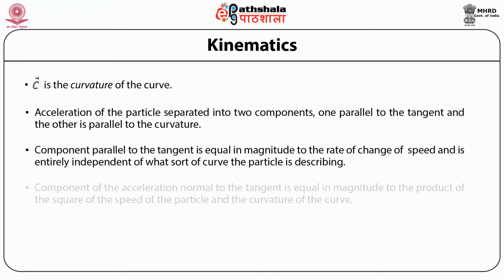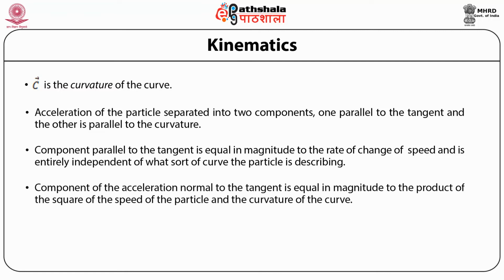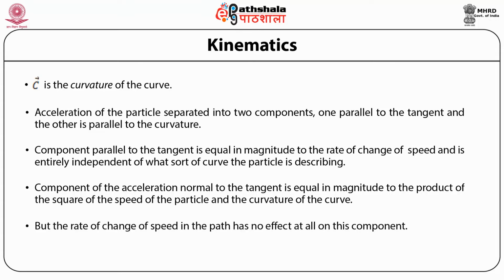On the other hand, the component of the acceleration normal to the tangent is equal in magnitude to the product of the square of the speed of the particle and the curvature of the curve. But the rate of change of speed in its path has no effect at all on this normal component of the acceleration.